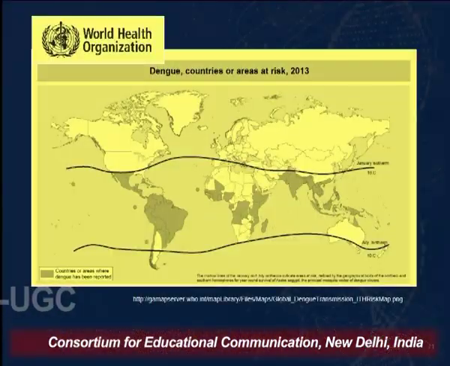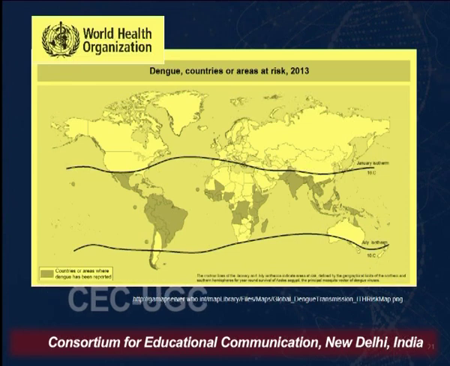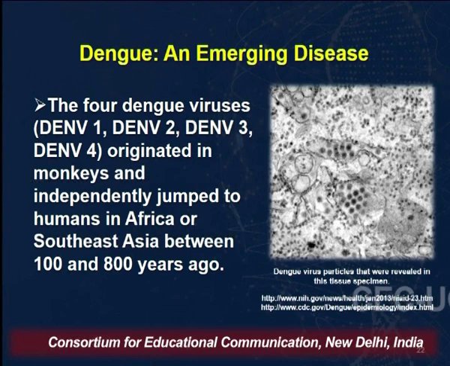Now, if we see the image over here, this image shows the countries which are being affected or are at the risk of dengue. This is the data released by the World Health Organization. We can see the tropical and subtropical countries are mainly the countries under the grasp of dengue virus infection and transmission, in which India is a major part of these dengue transmissions.